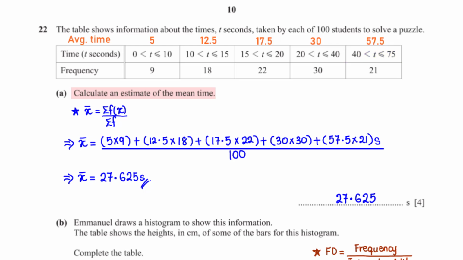So now sigma f of x will be 5 times 9 plus 12.5 times 18 plus 17.5 times 22 plus 30 times 30 plus 57.5 times 21. Sigma f is 100. When we type this into the calculator, we get 27.625.